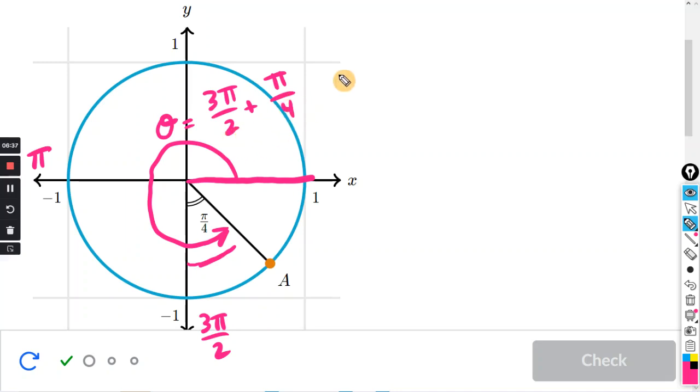Okay, you need a common denominator. So we want 4 in the denominator. Multiply top and bottom by 2. So 3 over 2, 3 times 2 is 6, 2 times 2 is 4, and we still have pi. And this is plus pi over 4, which is just 1/4 pi. So that makes it 7/4 pi, 7 over 4 pi.